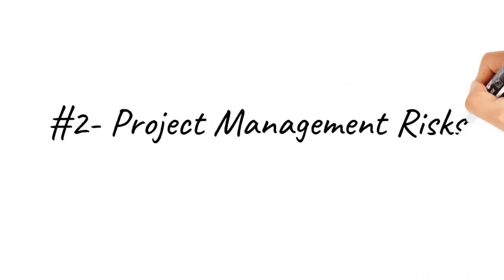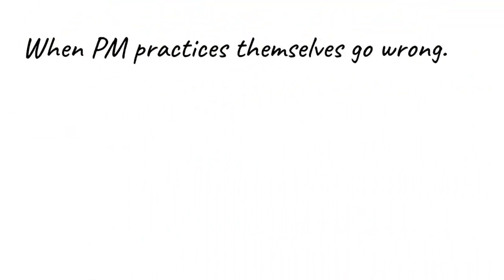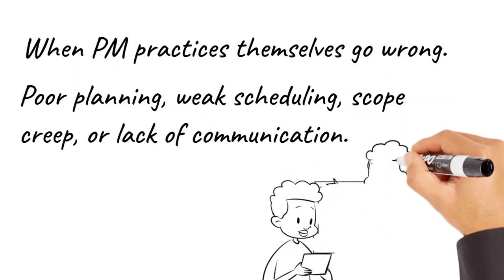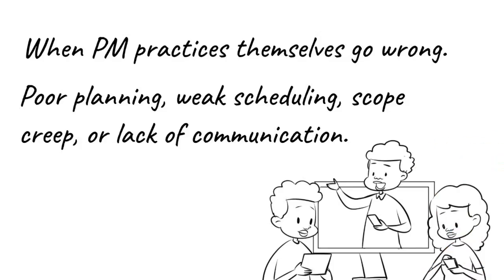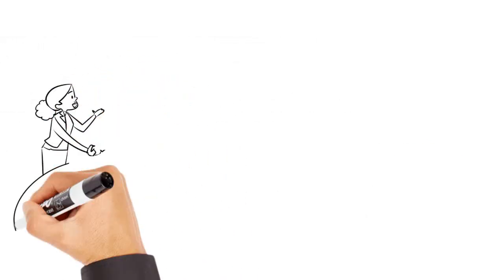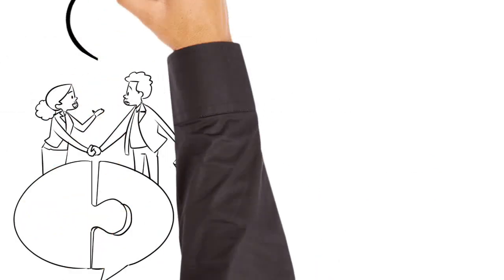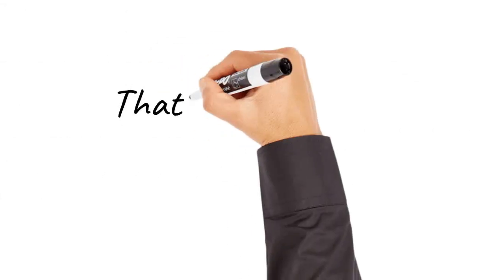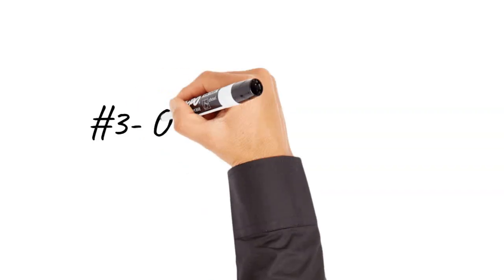Number 2. Project management risks. These happen when project management practices themselves go wrong. Poor planning, weak scheduling, scope creep, or lack of communication. For example, a client keeps changing requirements mid-project and you don't have a proper change control process. That's scope creep.